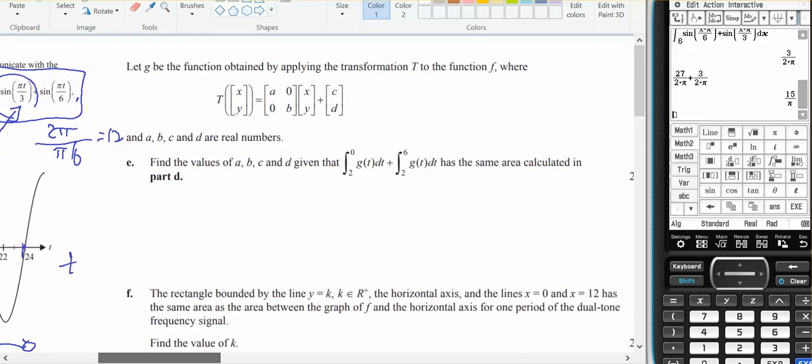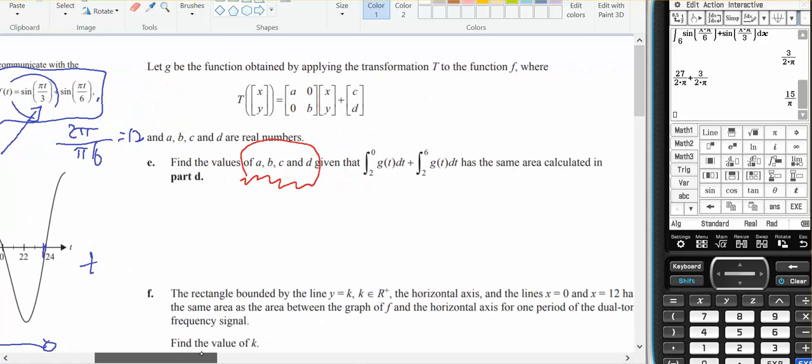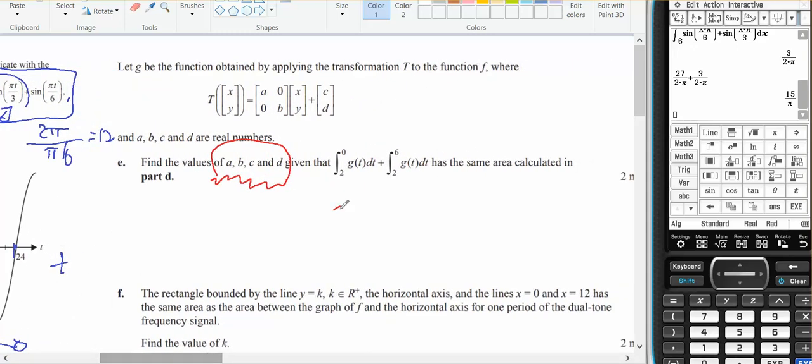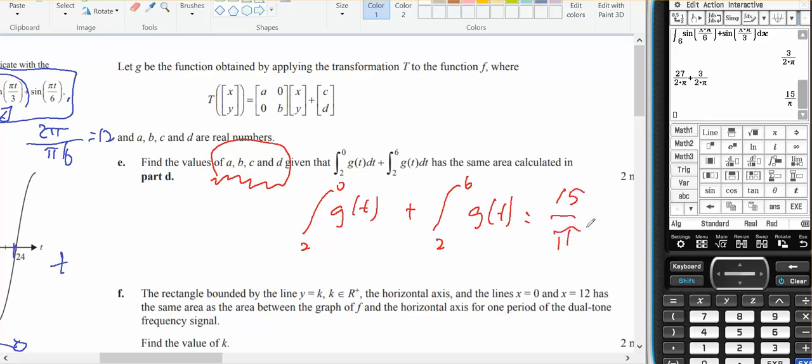Now we have g, and it's a function that has some form of transformation. I've got to come up with values of a, b, c, and d. Now there are lots and lots of answers for this. I'm going to come up with but one. Now I know that if I integrate g of t from 2 to 0, notice that the terminals have been flipped around, plus 2 to 6 of g of t, I'm going to get the same area as I got in the last answer.